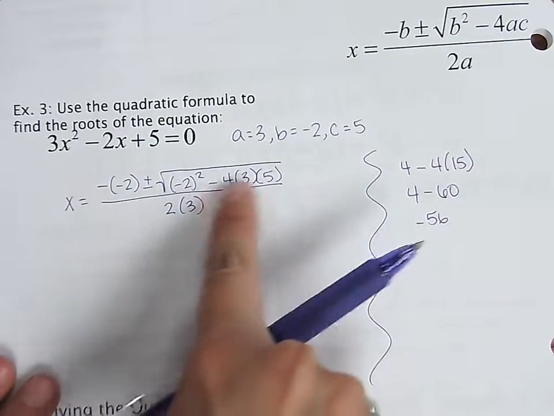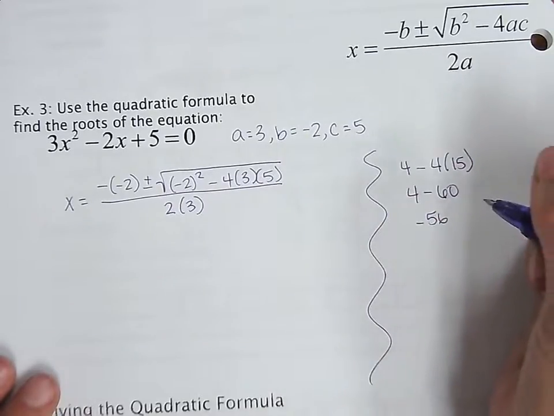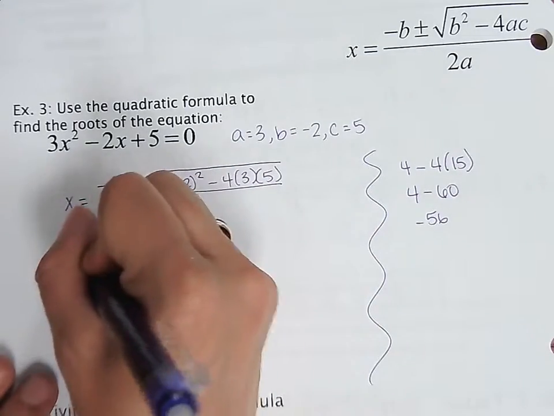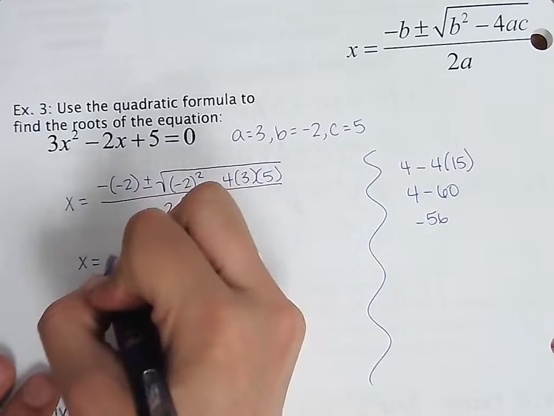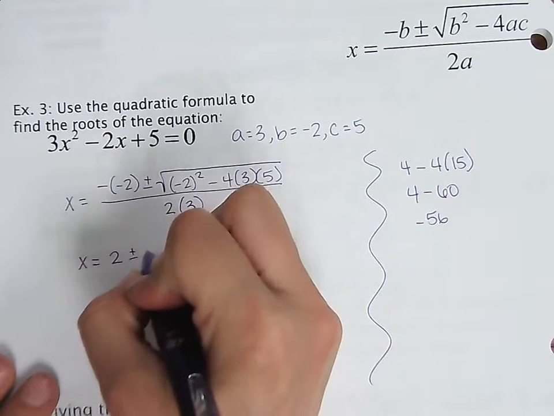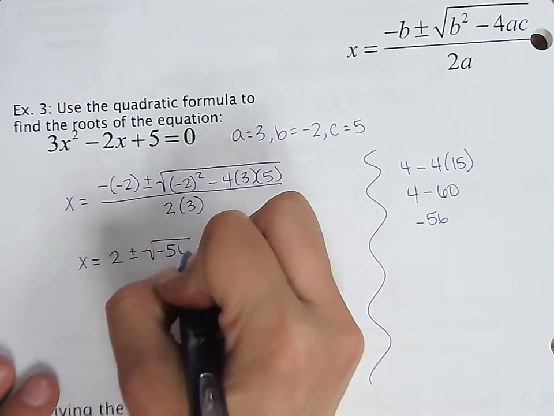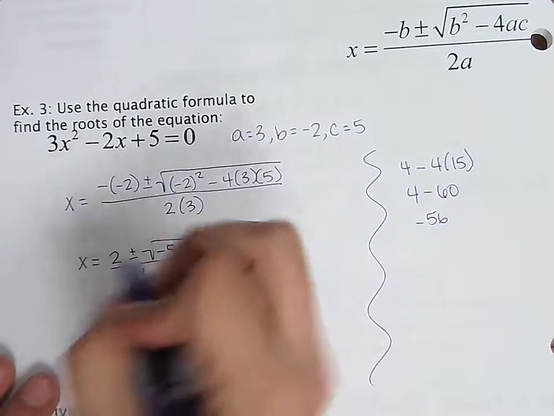Uh-oh, we have some complex answers. And then x equals negative times a negative is positive, plus or minus square root of negative 56 all over 6.